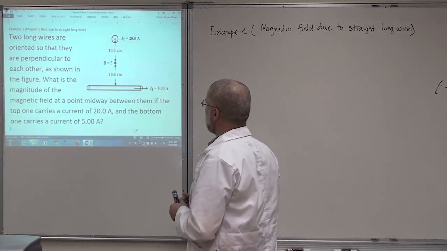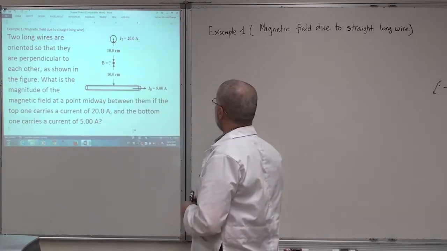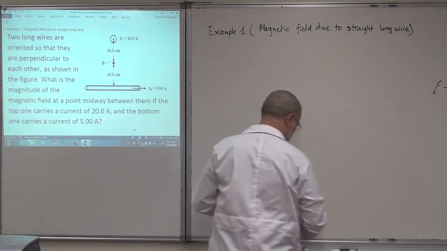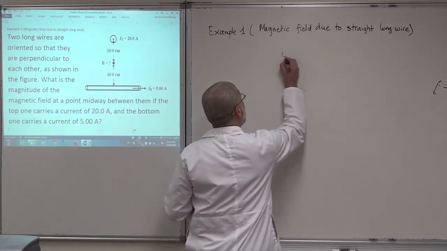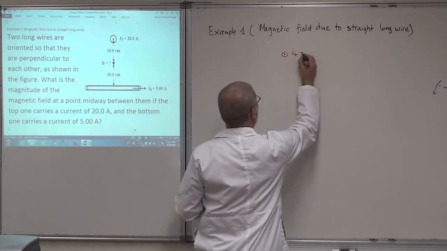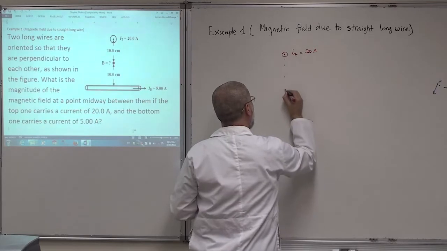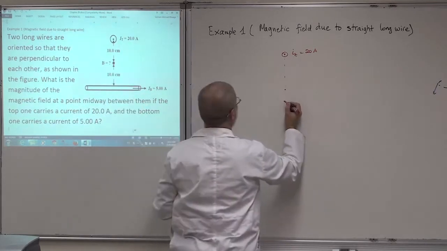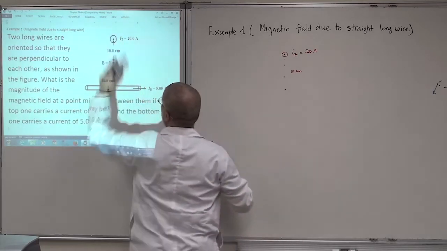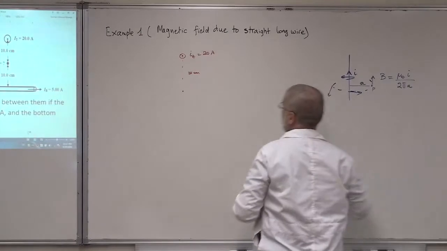Since we have two wires, we have two magnetic fields at this point. Let's look at the top wire. The top wire has a current I top equal to 20 ampere. I want to know the magnetic field at this point, midway. The distance between the wire and the point is 10 centimeters. That's the distance A here.